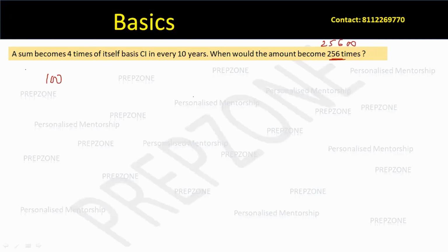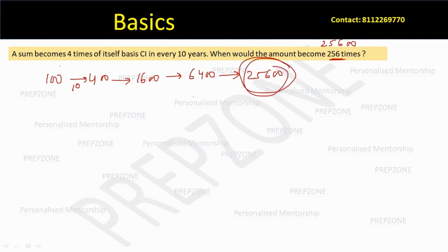25600. Now what is given to you is 100 से 400 होगा 10 years में. ठीक है, फिर ये जो अमाउंट बना ये वापस से 4 times हो जाएगा, which is 1600. ठीक है, फिर it will be 6400. Okay, then 6400 into 4 is what? 16 into 16, 25600. पूछा यही है that when the amount is getting 256 times, so answer is nothing but 1, 2, 3, 4. It is 40 years.